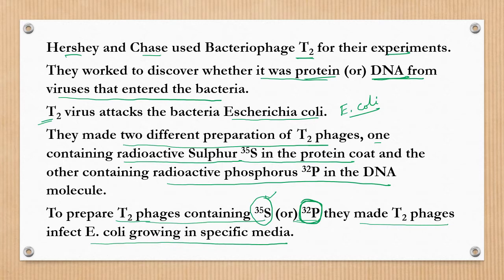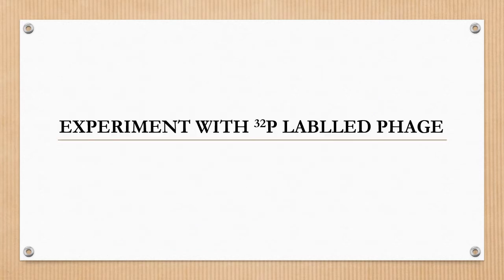So, two preparations. First, bacteriophages with radioactive sulfur in their protein coats. Second, bacteriophages with radioactive phosphorus in their DNA. These two preparations they made. After preparing them, they started the experiment, first with the radioactive phosphorus labeled bacteriophage. So let's see what happens.